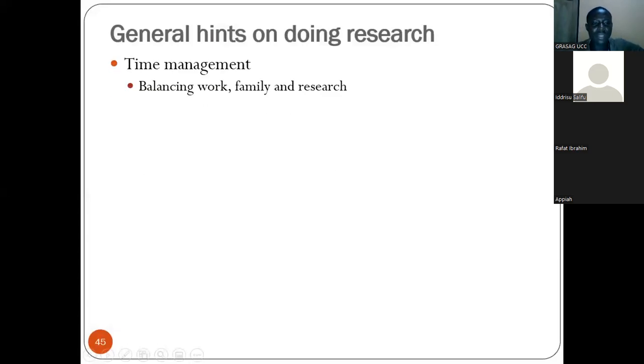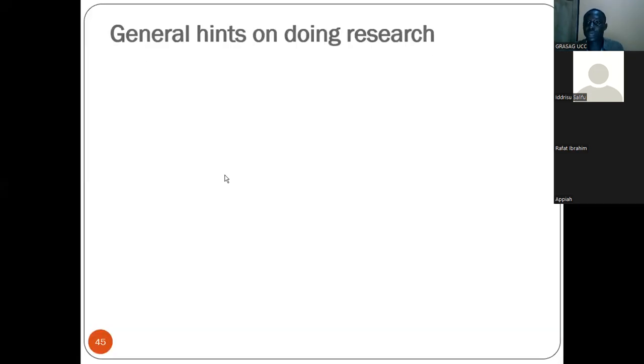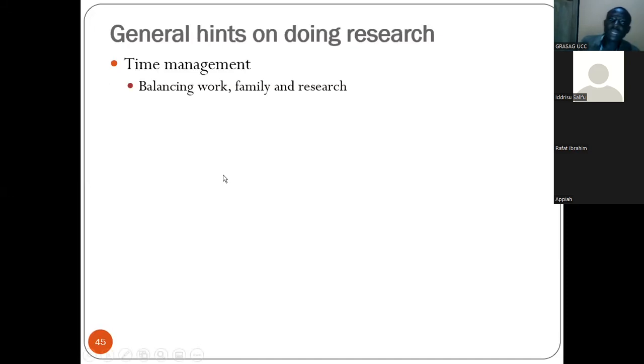As I have already indicated, I'm taking it from where he left us. These are just general hints that we need to know when you are dealing with research, or when you are doing research.